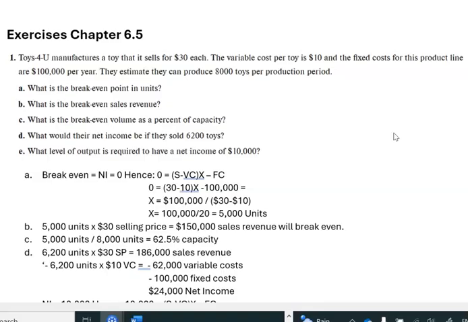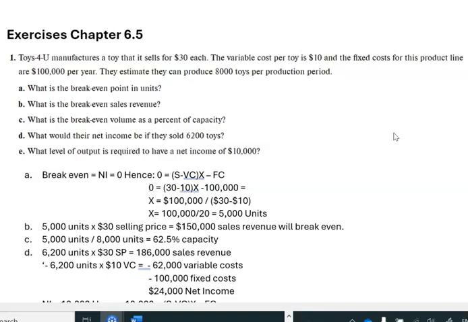So break-even is when your net income is zero. Okay. So you've got your selling price minus your variable cost, which is 30 minus 10, multiplied by x, and the x is what we're trying to figure out. And then we're going to subtract off the fixed cost of 100,000. So we're going to manipulate that equation so that we have x by itself.